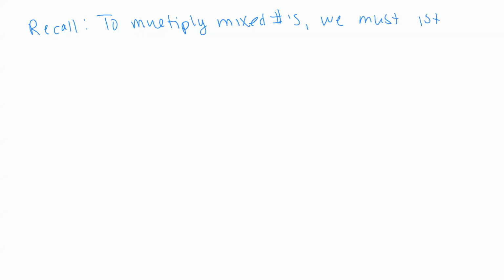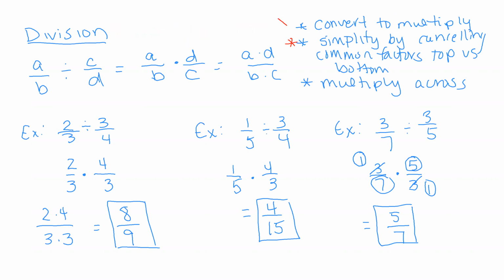Now, next up, let's talk about mixed numbers. Hopefully you'll recall that to multiply mixed numbers, we must first convert them to improper fractions. Well, the same is true with division, because remember, with division, all we're doing is converting to multiplication.